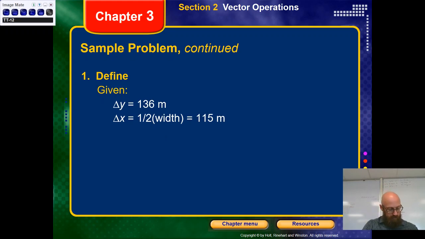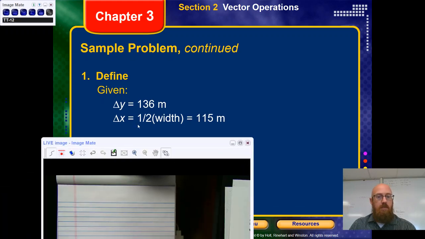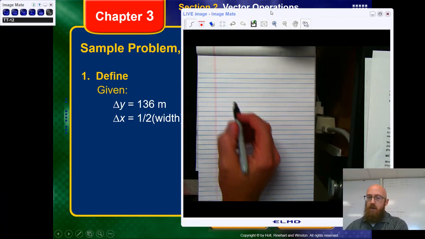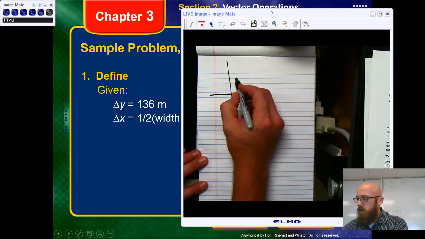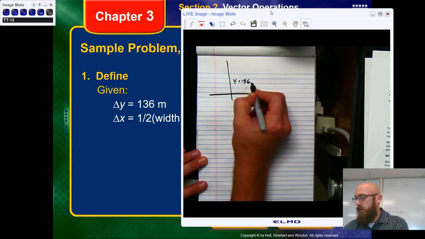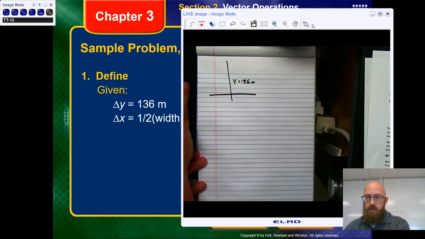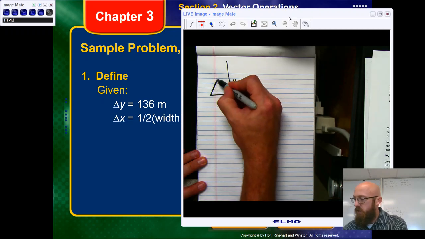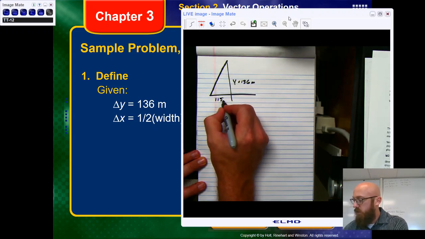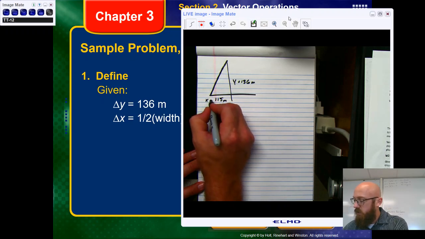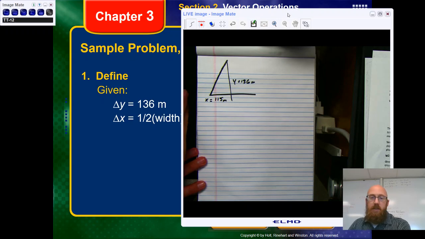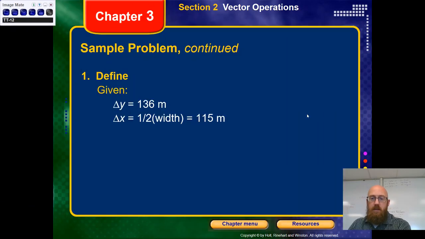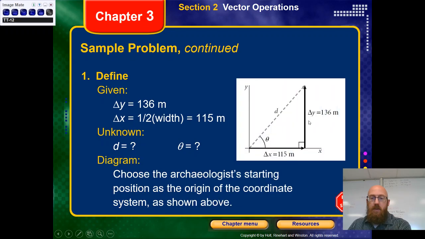In this case, you have your y is equal to 136. Your x is equal to 115. Obviously not drawn to scale. A squared plus b squared equals c squared. Hey, look, our triangle looks the same. I want to find theta.